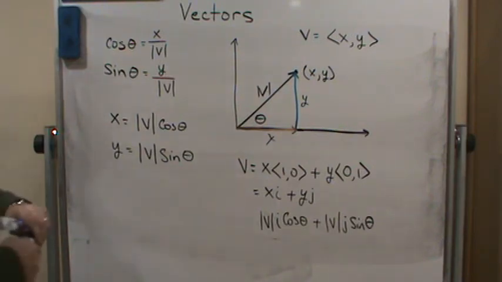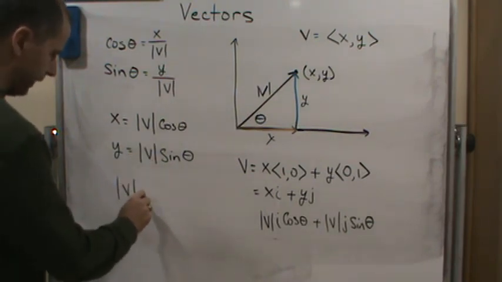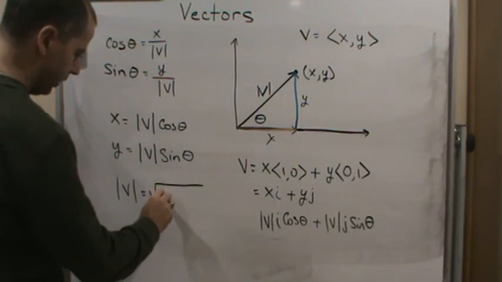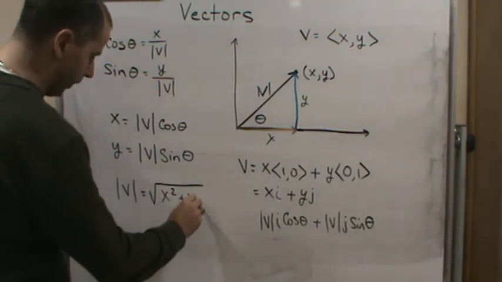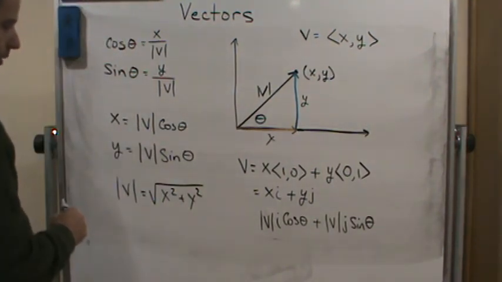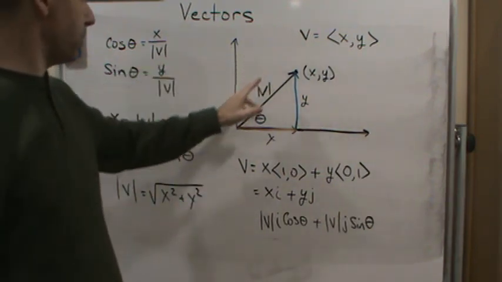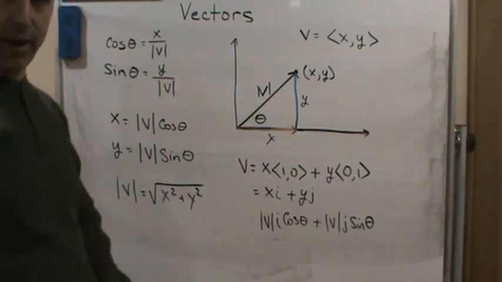And then of course, don't forget what the magnitude is. The magnitude of v is just the square root of x squared plus y squared, using the Pythagorean identity. So that's how you do it. There's another way to represent it: you can calculate the component form of a vector using direction. So now you can represent a vector in terms of its magnitude and its direction.